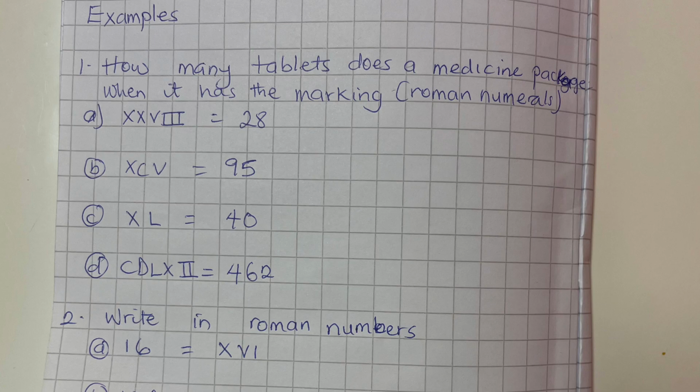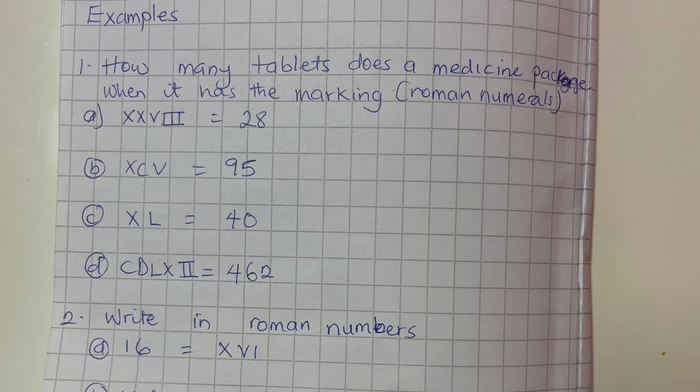So let's go to the B part. The 1B says XCV, convert that to numbers. So there's a rule I want you guys to remember in Roman numerals. X is 10, everybody knows that, and we know C is 100. When the smaller number is coming before the bigger number, then you subtract the smaller number from the bigger number.